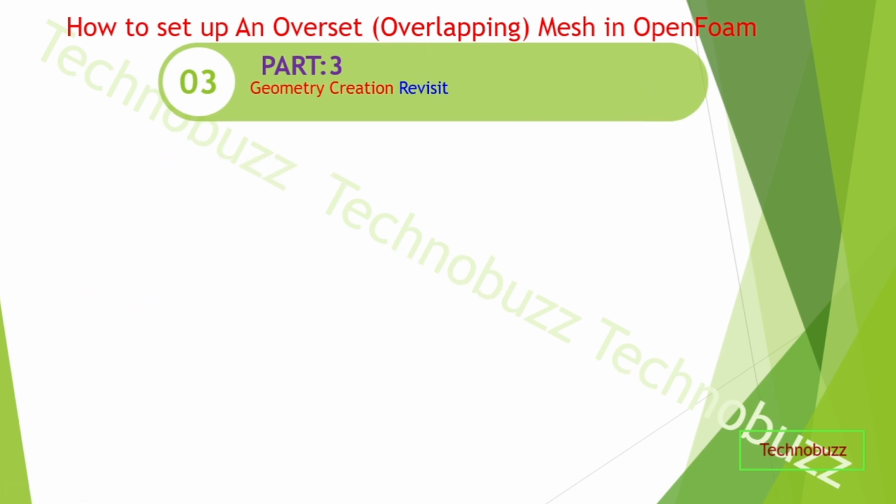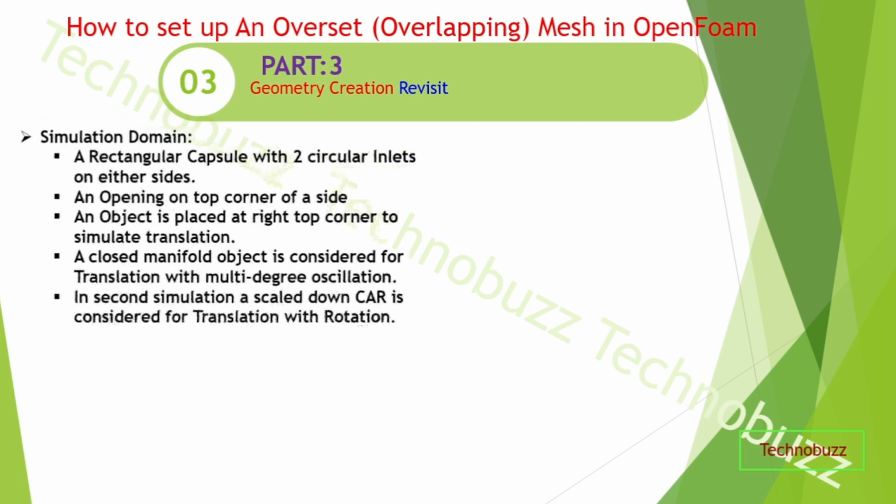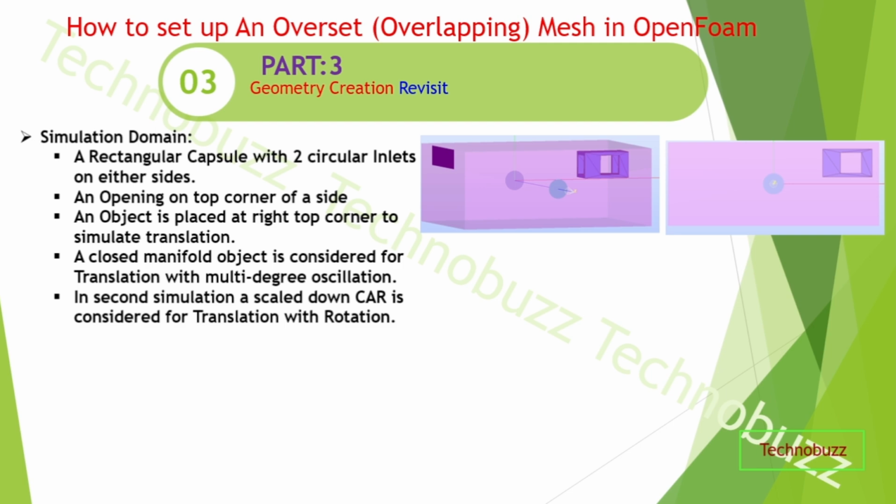So let us revisit the geometry which was created earlier. The simulation domain contains a rectangular duct or a capsule with two circular inlets on either side, as shown here. An opening at the top corner of a side is given. An object is placed at the right top corner to simulate the translation. So the object will move from this side to this end.